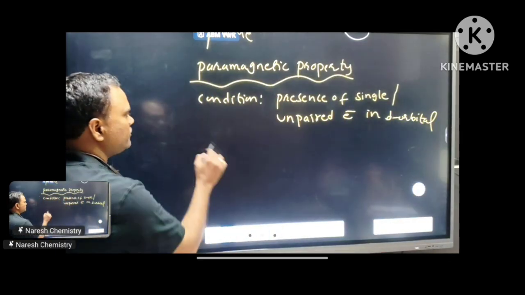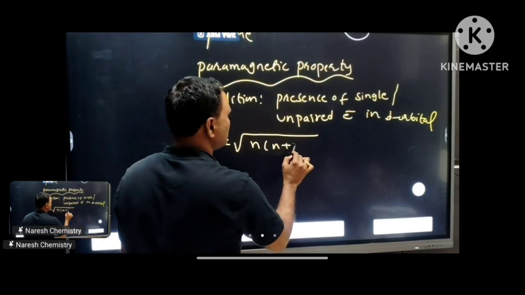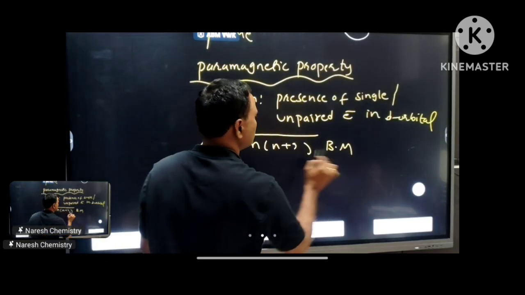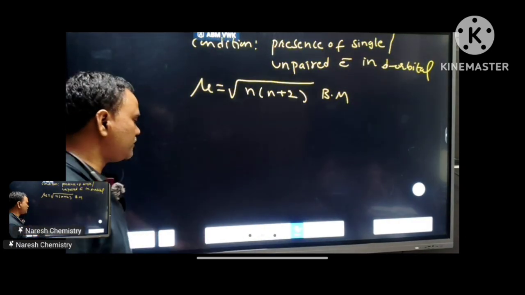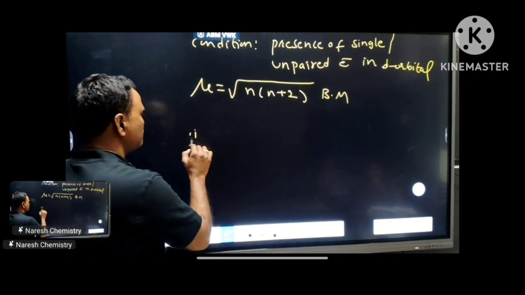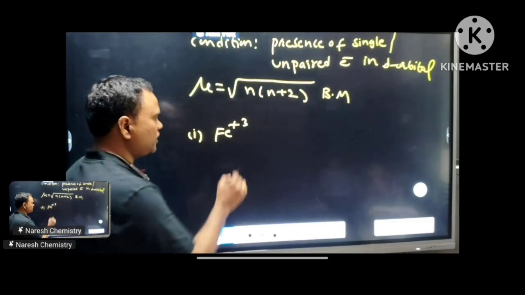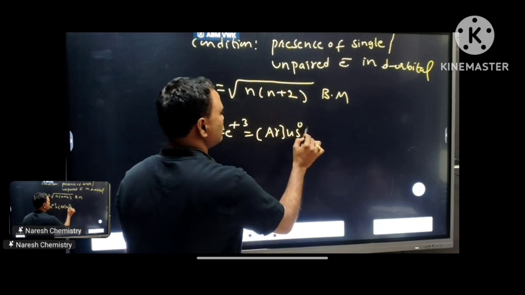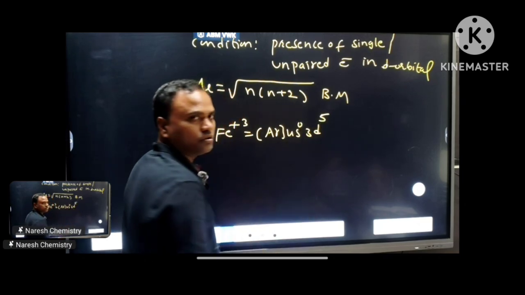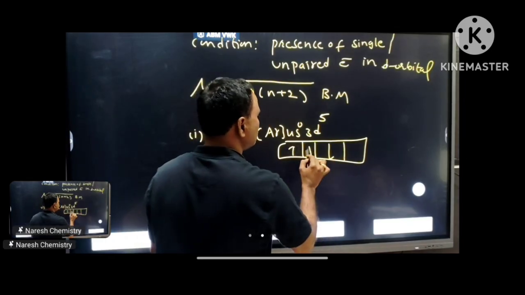What is the value for magnetic moment? Mu is equal to root over n into n plus 2. Units are Bohr magneton. That is the right one. Example: Fe plus 3. How many electrons is it having? Argon 4s0, 3d5. All are single only, no? 1, 2, 3, 4, 5.